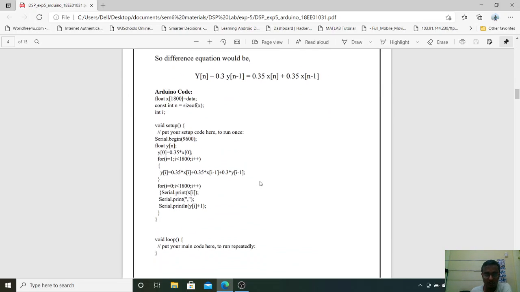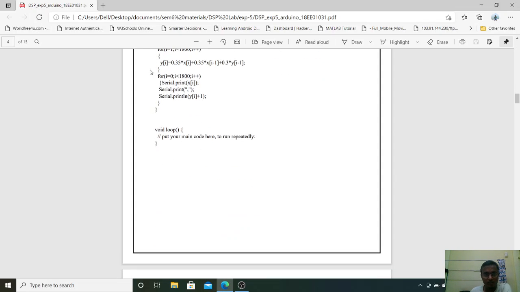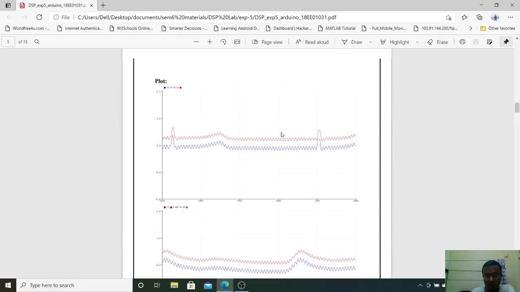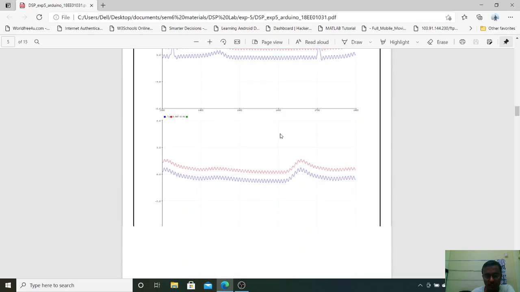So this is our difference equation, and this is the Arduino code. Here we are taking the input signal in x, and then we are using a for loop to get the output in y, by writing this difference equation in the for loop. And this is the code for plotting the input and output signals in Arduino. So this is the output I have got for different signals. I have used ECG and PPG signals.